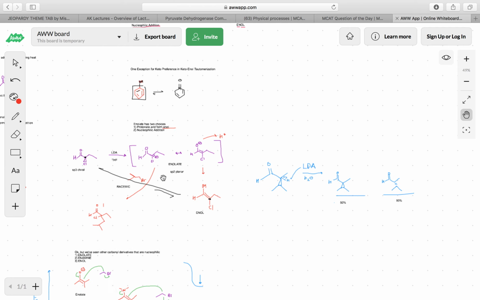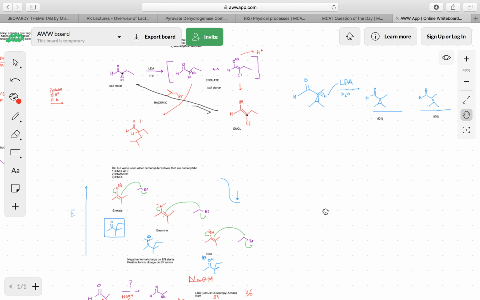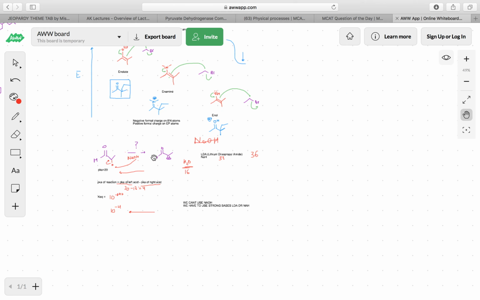However, the problem with that is that if we have a stereocenter on the alpha carbon, the stereocenter will be wiped clean when we form the enolate. So we're going to get a racemic mixture. And then here we learned that we have to use a very strong base like LDA or sodium hydride in order to create our enolate.